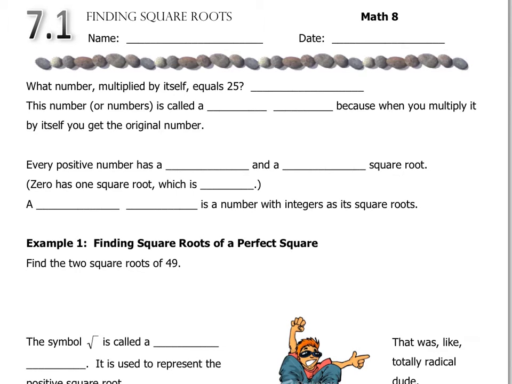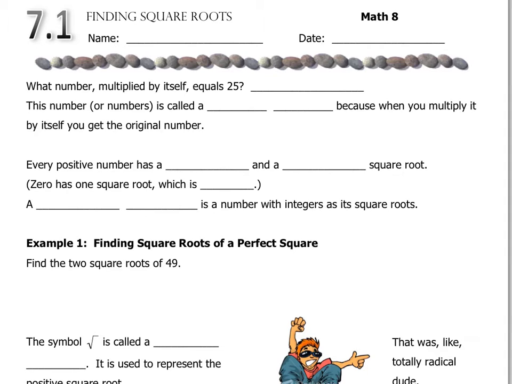Today we're talking about finding square roots. Remember, when we talk about square roots, we're going to be looking for numbers that multiplied by themselves equal the number we're talking about. We just want to make sure we understand how those work. It's kind of another way of looking at our exponents.